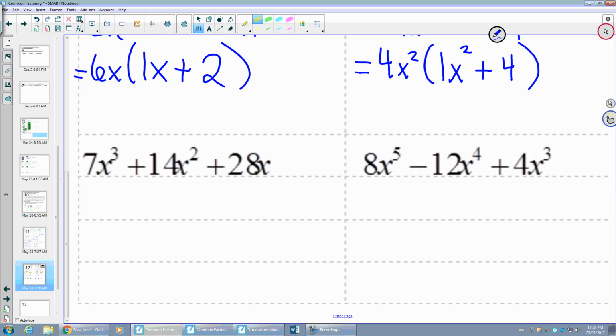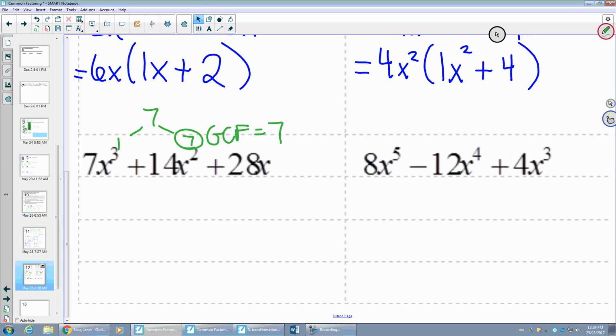Okay, my next example here is a little bit blurry, sorry. So I'm going to do it in a different color just not to confuse it. So I have here my greatest common factor. Well, I take my lowest number, which is 7, and I write my factors out for 7. 1, 7. Okay, and then I check. All 3 terms have to be able to divide evenly into that. So 28 divided by 7, that works. 14 divided by 7, that works. So 7 is my greatest common factor.